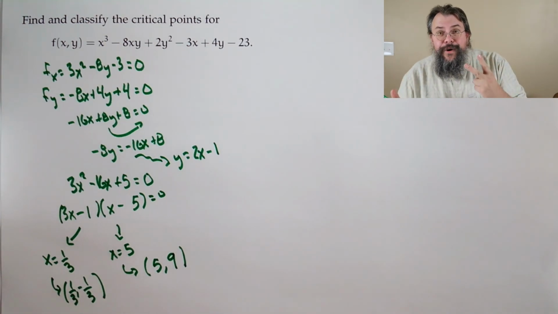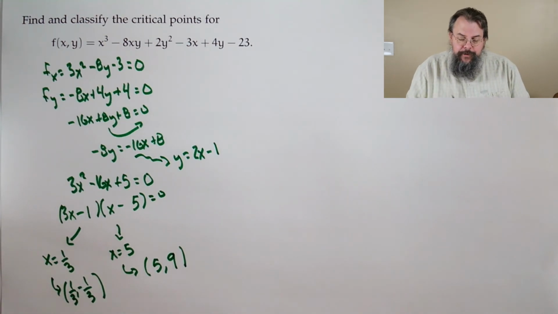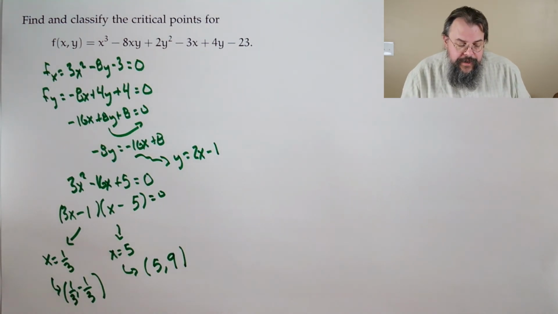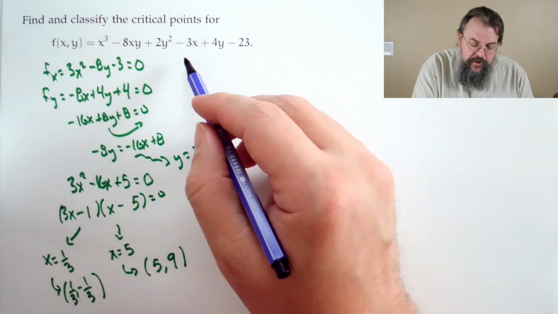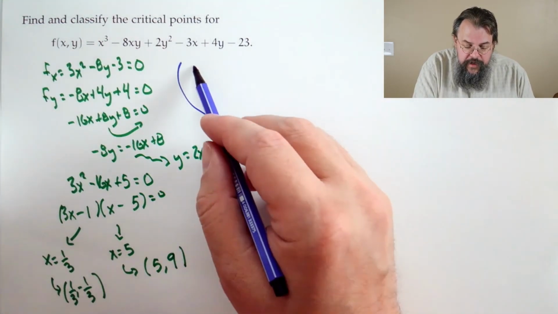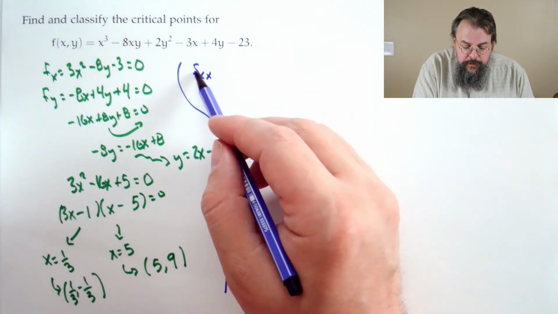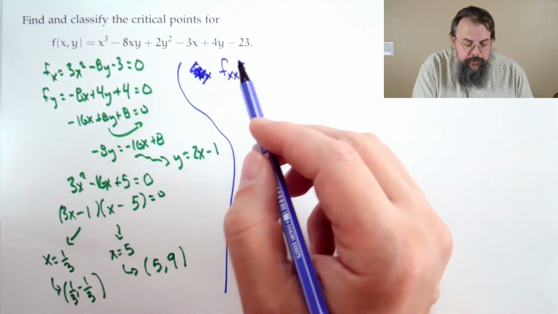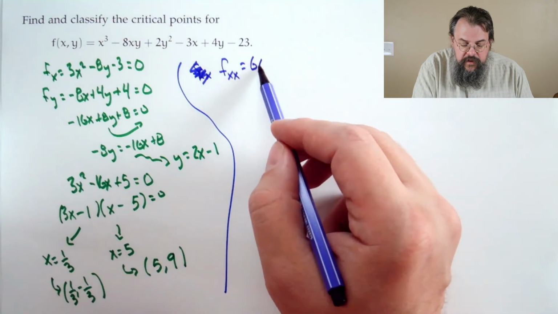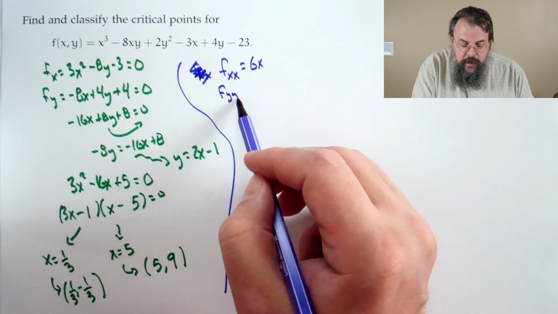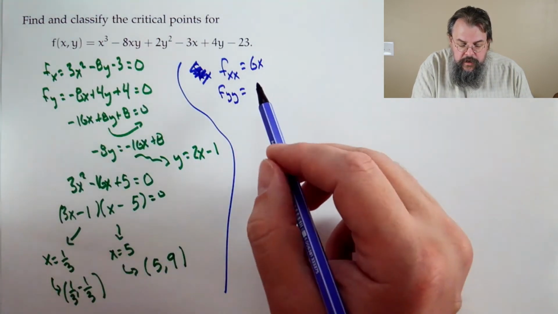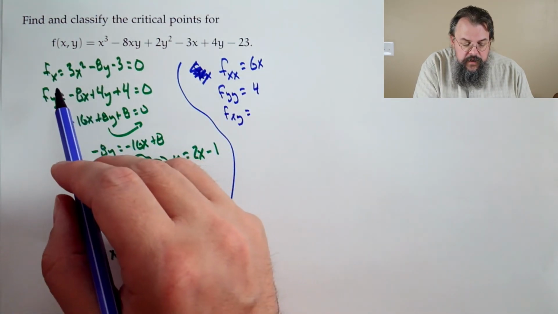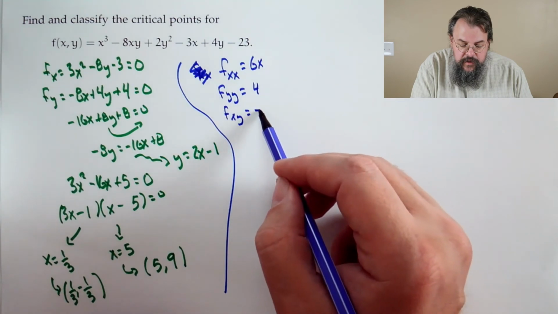So there's two critical points. Wow, that was great. Okay, we're not done yet. What comes next? fxx. Let's try this again. fxx is 6x, fyy is 4, and fxy is -8.